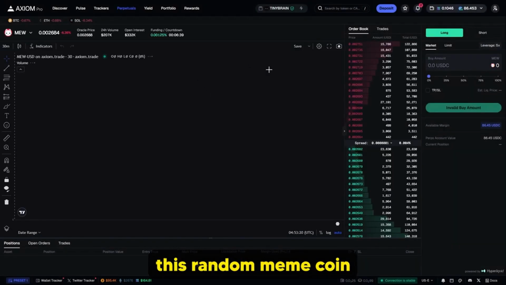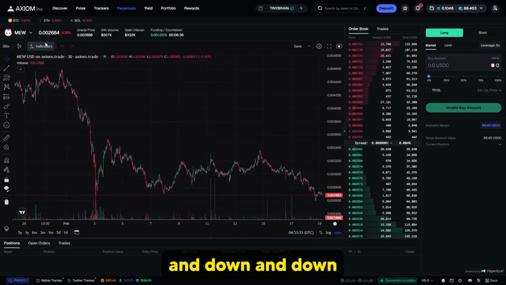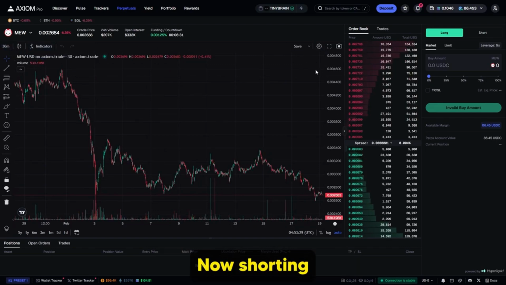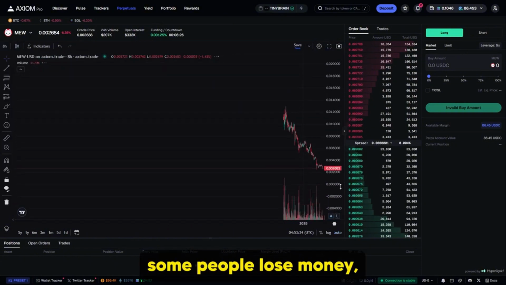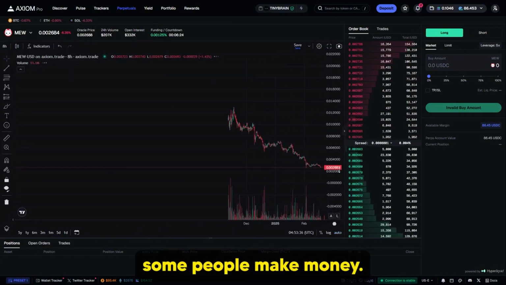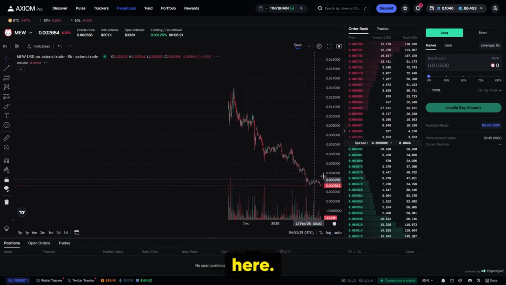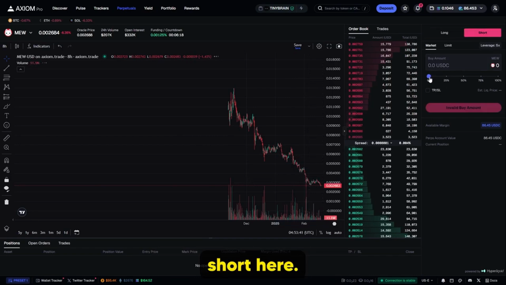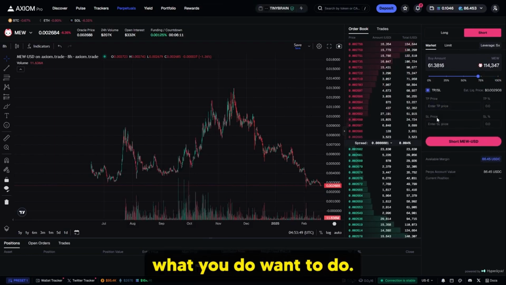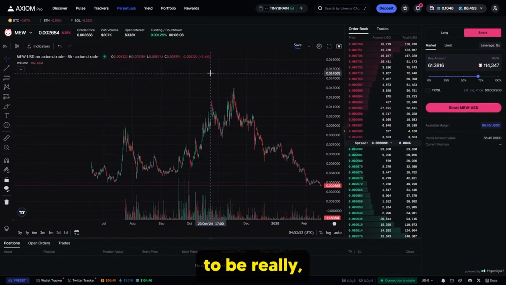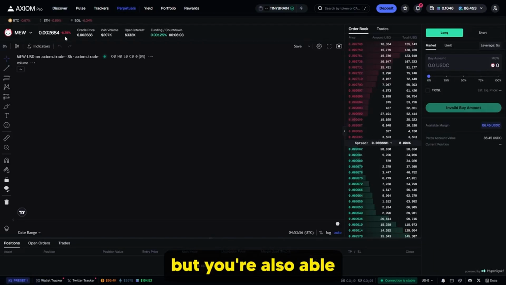So for example, this random meme coin here, Mu. This coin has been going down and down and down. And something that is pretty useful is that you could short this coin. Now, shorting is very risky, but you are betting on the price going down. And essentially in a downtrend, some people lose money, but some people make money. So all the time the price is going down here, some individuals manage to make money. So you could short here, you could put in however many dollars you want. You could set your take profit and stop loss. It's completely up to you what you want to do. But I do find that this is going to be really, really useful because you're not only able to trade meme coins, but you're also able to trade perpetuals.